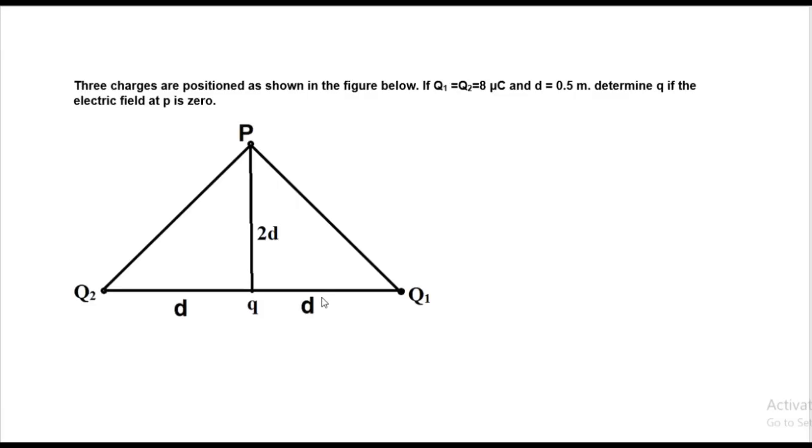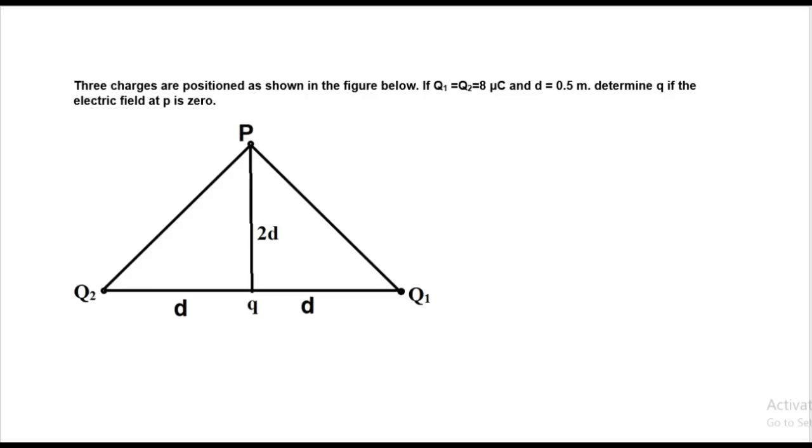Hi, in this video, we want to determine Q if the electric field at this point P is 0. The field point is labeled P. So the resultant electric field at P is 0. Let E1, E2, and E3 be the electric fields at point P due to Q1, Q2, and Q.